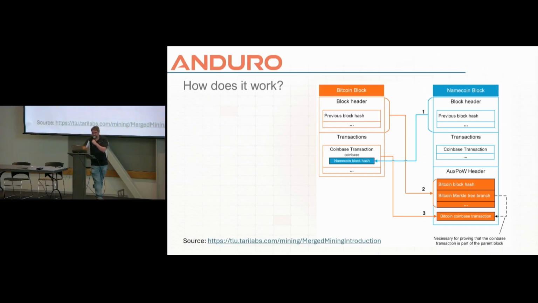So how does merge mining work? What does it look like? Here we have the block header of the parent hash. It contains the previous Bitcoin block transaction. In this case, this actually comes from a very old diagram where it's talking about Namecoin. But all merge mining effectively works the same way with some minor differences.